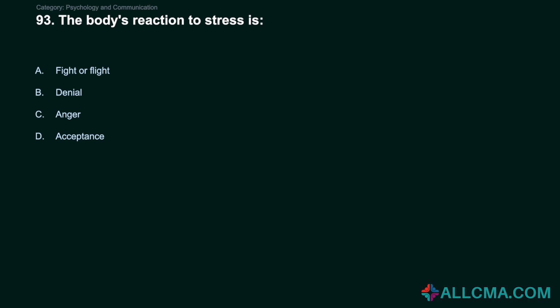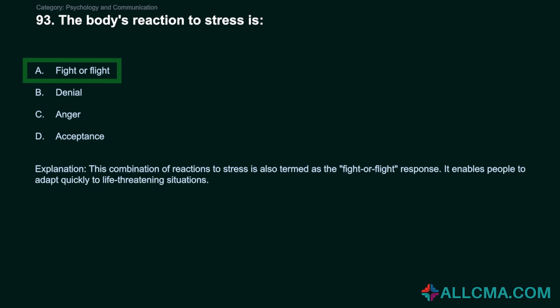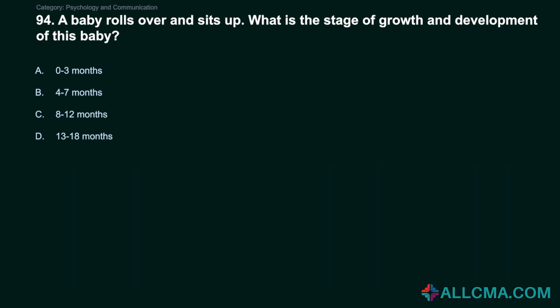93. The body's reaction to stress is A. Fight or flight. B. Denial. C. Anger. D. Acceptance. Correct answer: A. Fight or flight. This combination of reactions to stress is also termed the fight or flight response. It enables people to adapt quickly to life-threatening situations.